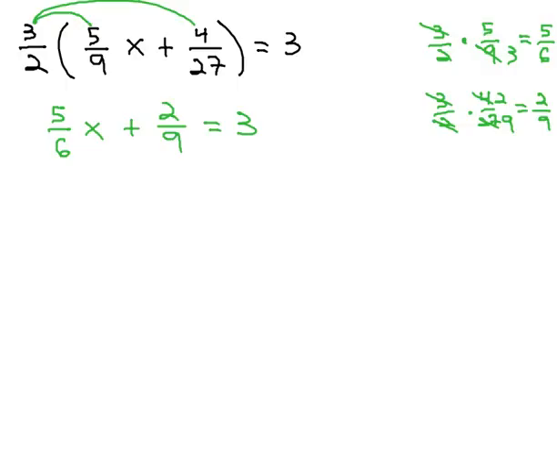equals 3. Now that we have cleared the parentheses by distributing, now we are able to clear the fractions. This must happen in order. Clear the parentheses, then clear the fractions.